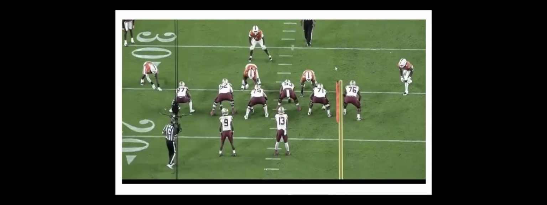Looking at another example, we have a wide nine. We call this a wide nine technique because this is a tight end. If we look from the inside out, we have the center, guard, tackle, tight end. So he's on the outside shoulder of the tight end, but wide. So we call him a wide nine.